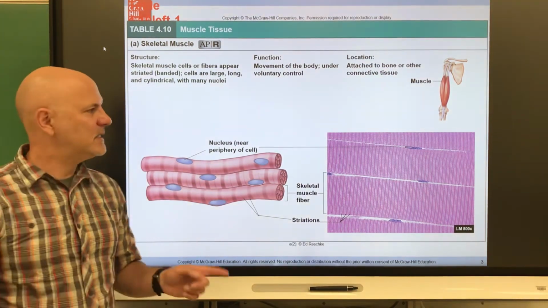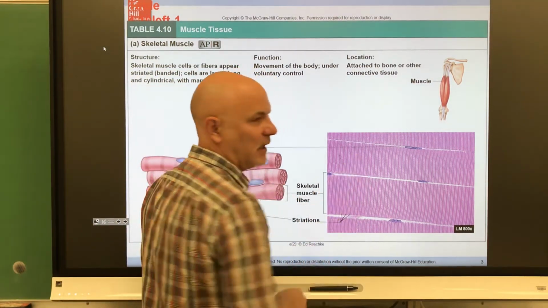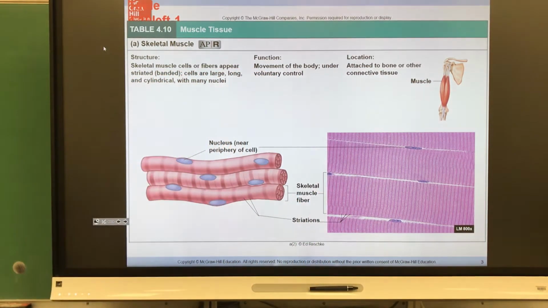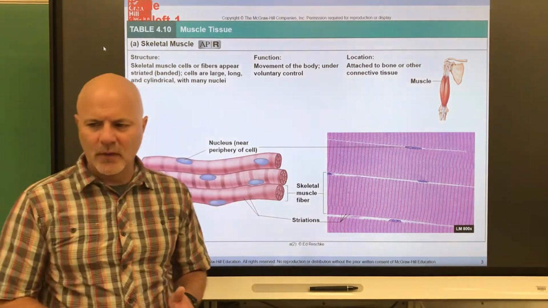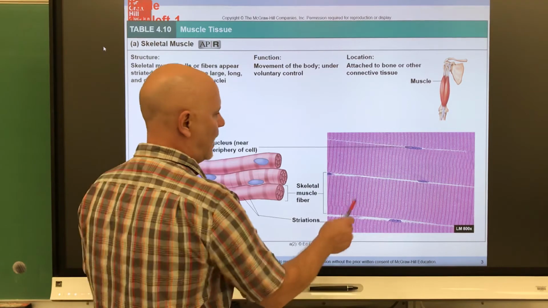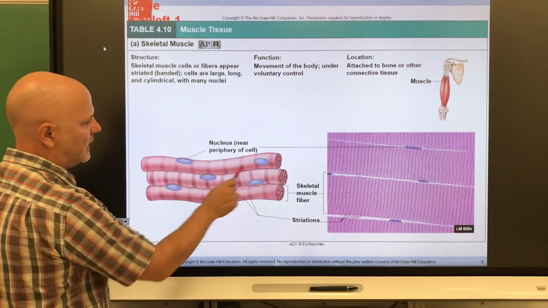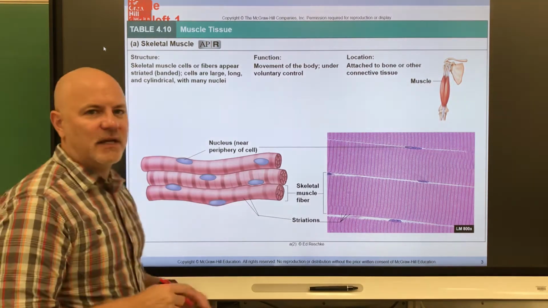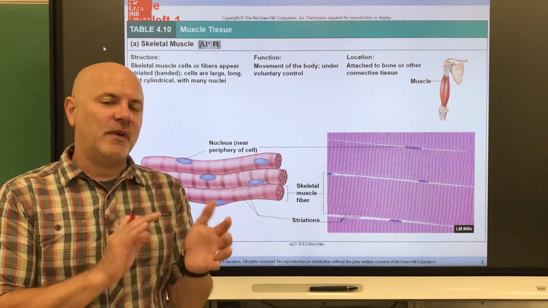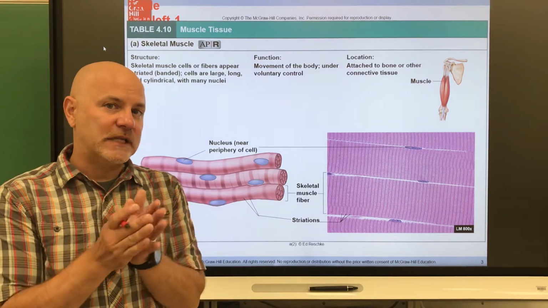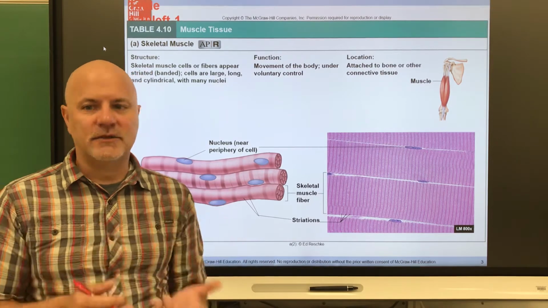Now, one of the things that we see with skeletal muscle is it has these alternating dark and light lines, and those alternating dark and light lines are known as striations. These cells are multinucleated. It's hard to see in that picture, but you can see it here. So these cells have more than one nucleus. What happens in development is we have a lot of cells that fuse together to create one cell that's really long.